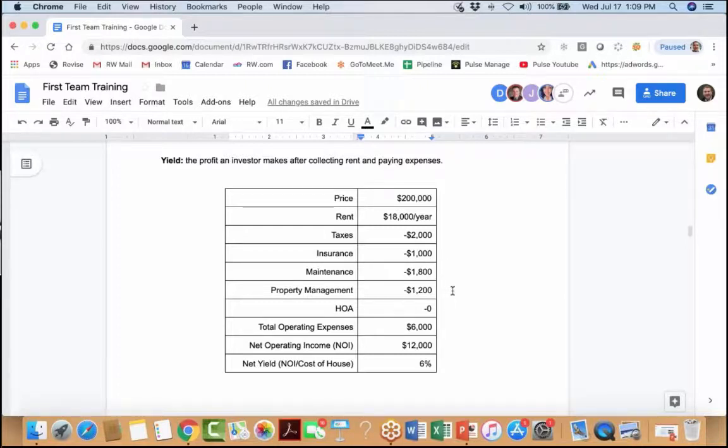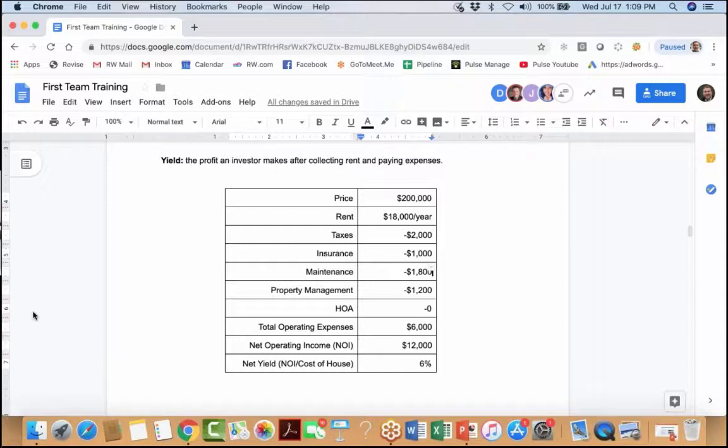And then property management, I've got it at $100 a month. We have different prices in different markets, but these are my nice round numbers, and there's no HOA. So the total operating expenses, the cost for me to run this business. And so think of it that way. My house is a business. My tenant is a customer. They pay $1,500 a month. I pay a bunch of expenses.